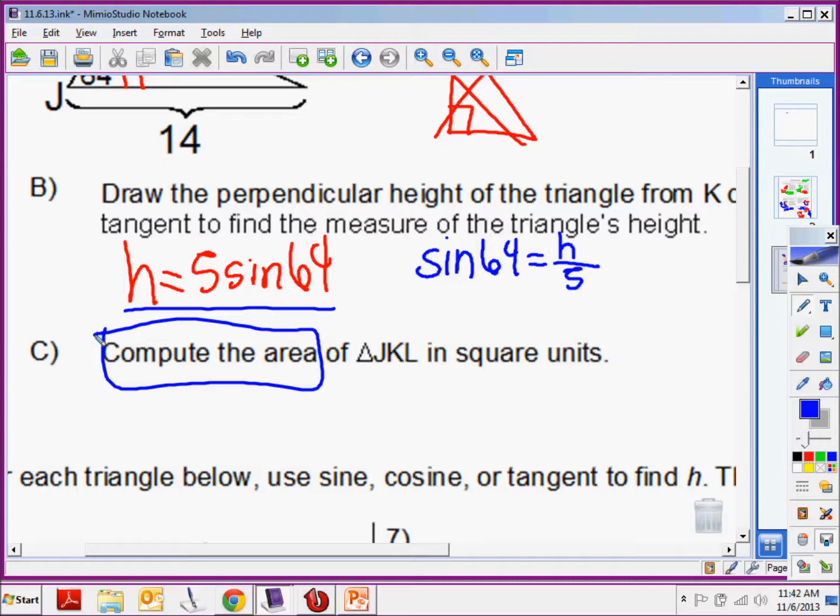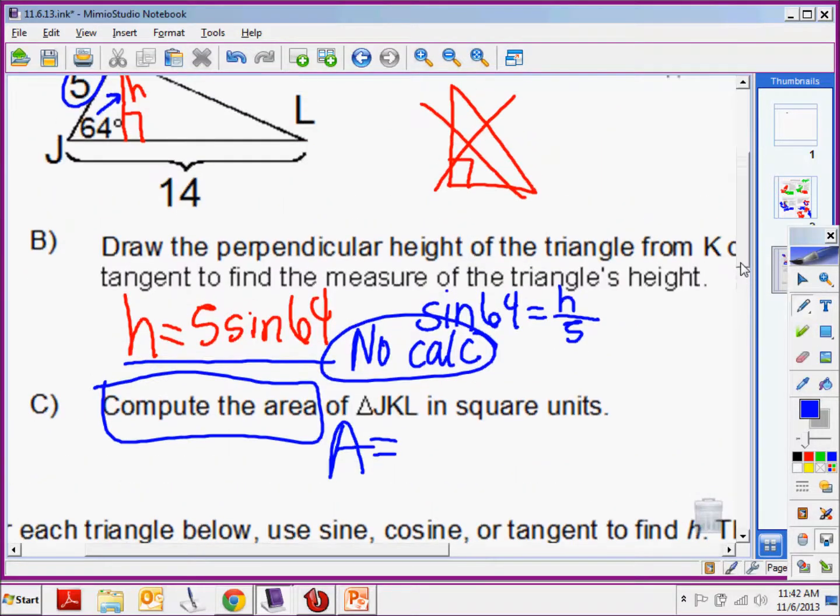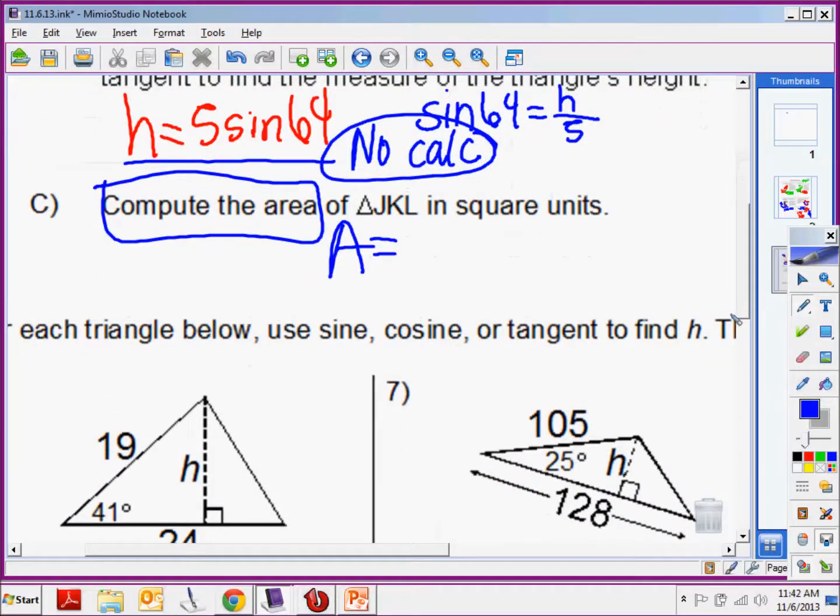Guys, how hard is this to just say, please don't put this in the calculator. No calc. Don't touch it. I've said it 5 times. Base times height divided by 2. 14 times, what's my height? Sine of 64, divided by 2. You just plug in what you get for it. Yes, you just need the height. You need that information in order to find the area.